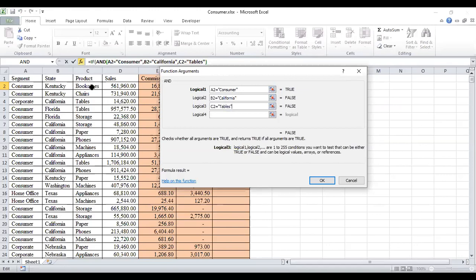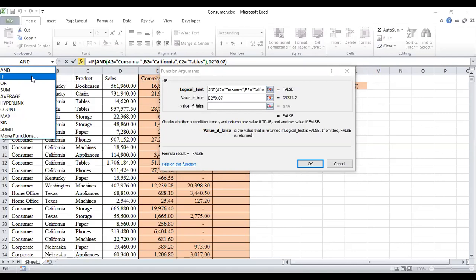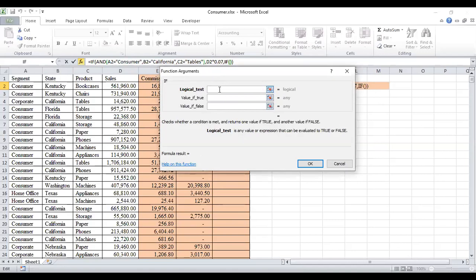Right. Okay. These are the three conditions that must be satisfied simultaneously. Then if it is true, you said to take a commission of 7%. The commission is 7%. Very correct. Then valid if false. You have to move to the valid if false. Having moved there, you are taking another if.